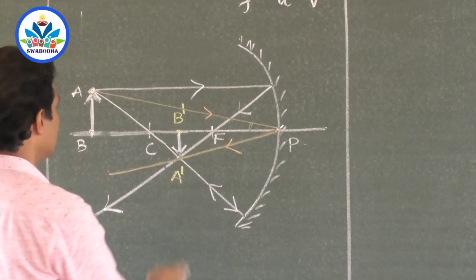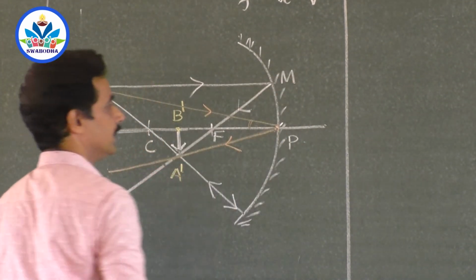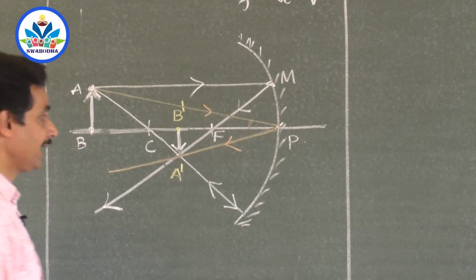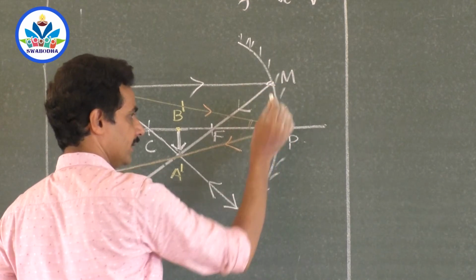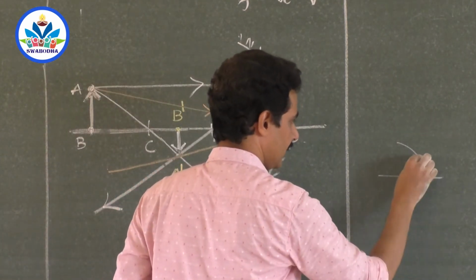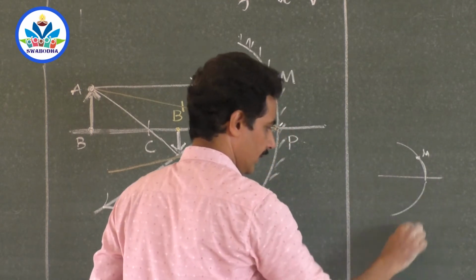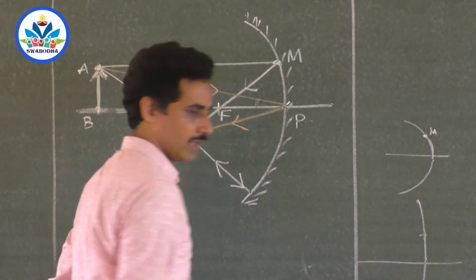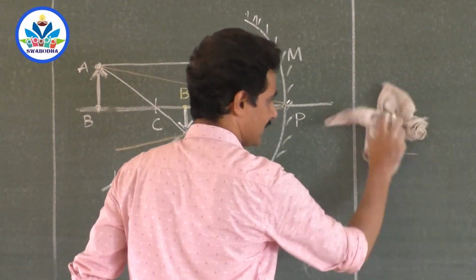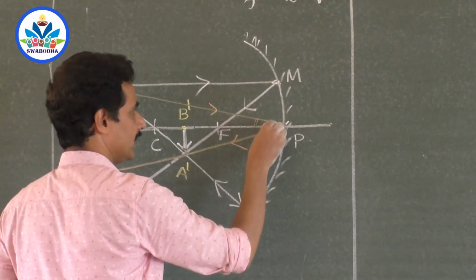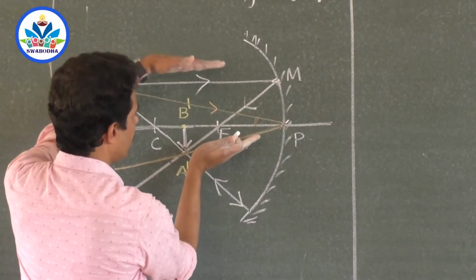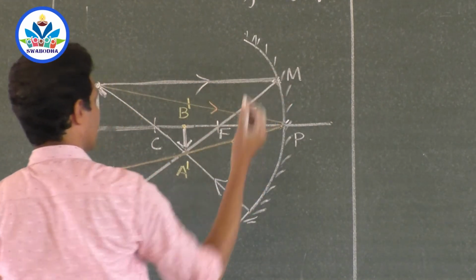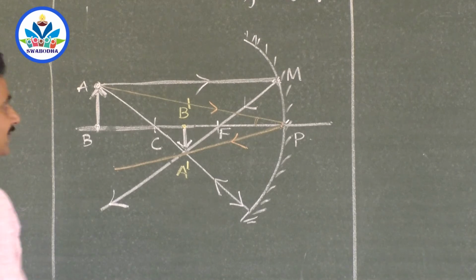What else can we write? I will write this as M, the point where the rays hit the mirror. Now, I can take MP as almost a straight line. When you have a large curvature like this, even though this is a curve, it can be taken as almost a straight line. That normal is a straight line, so I don't consider another normal here. MP itself is normal when the ray of light is very close to the principal axis. This is a paraxial ray. Now we have to get this answer.